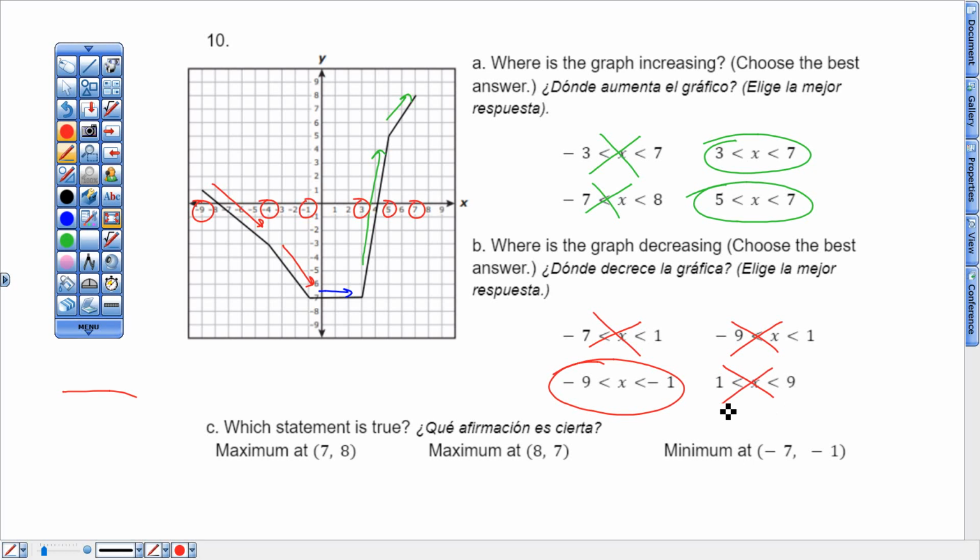All right, here we go. Which statement is true? There's a maximum at 7, 8. And it looks like right away that is the highest point. That is the maximum. That is true. Minimum at 8, 7. 8, 7 would be right here, so not in the right spot, a little bit off. Minimum at -7, -1, which is right here, and there's nothing that matches that. All right, moving on.